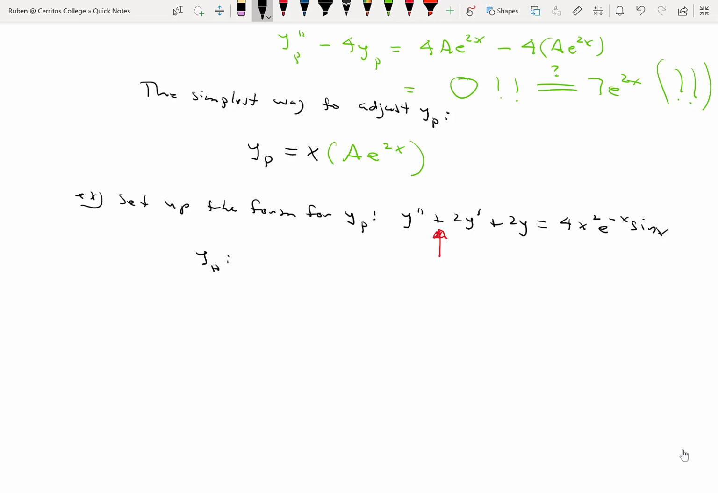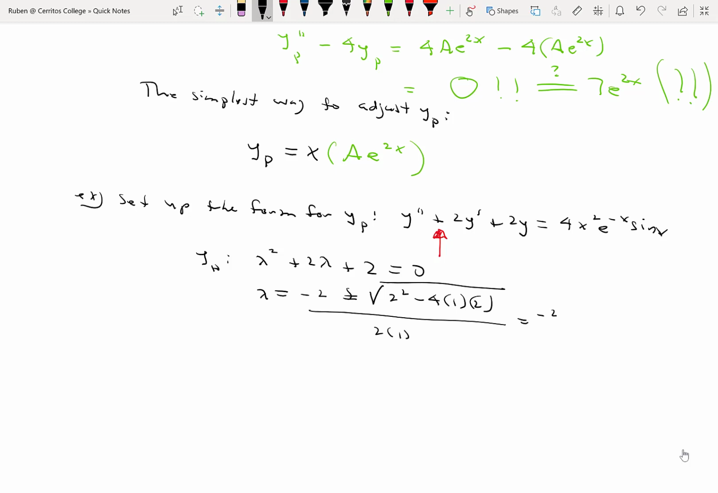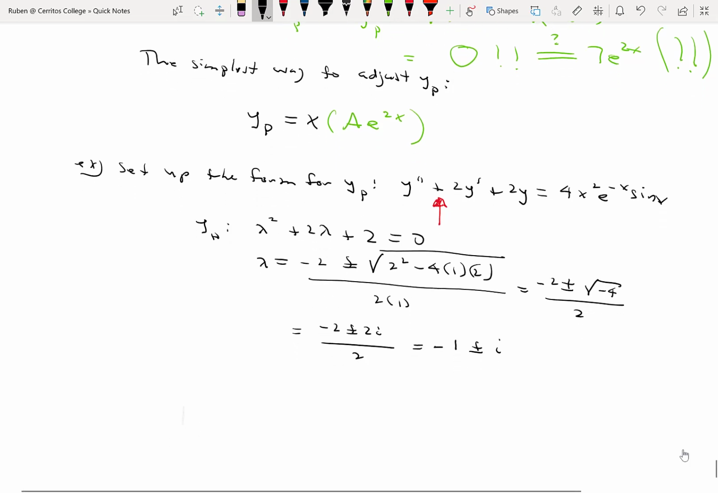Y sub h we find by setting up and solving the auxiliary equation. So lambda squared plus 2 lambda plus 2 equals 0. The quadratic formula is necessary here, just like it was in a couple of examples ago. Negative b plus or minus the square root of b squared, 2 squared minus 4ac, all over 2a. Or negative 2 plus or minus the square root of negative 4 again, just like in our previous example, over 2. Or negative 2 plus or minus 2i over 2. Or negative 1 plus or minus i, as opposed to 1 plus or minus i a couple of examples ago.